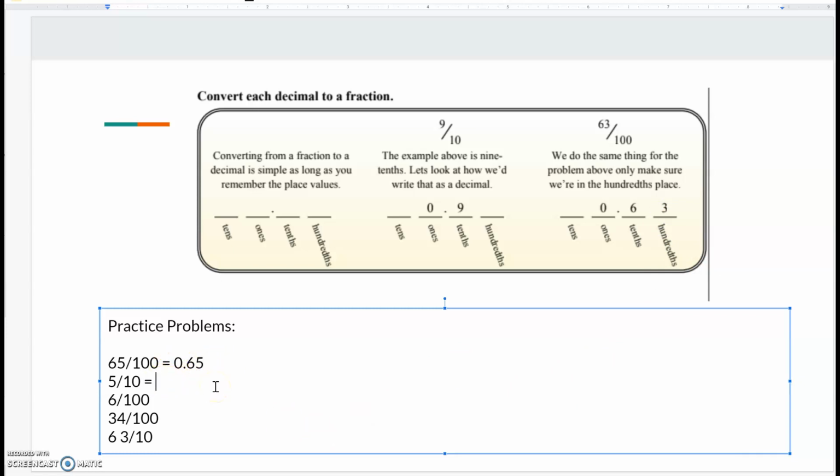Okay, 5/10, same thing. I have no 1s, so I'm going to do 0. I know that every number I have is going to be to the right of the decimal place. And I'm going to put that in the tenths column. So it would be 0.5.